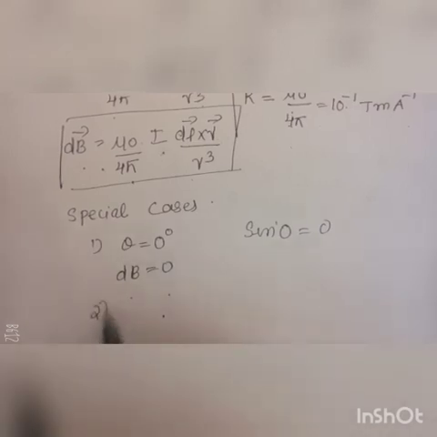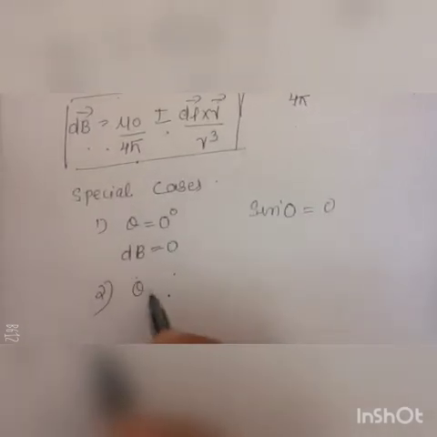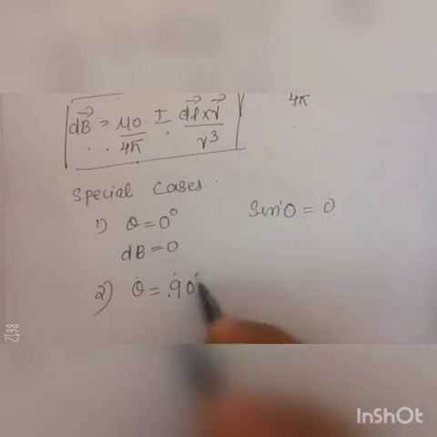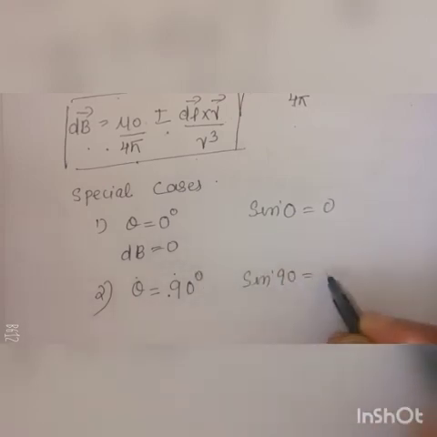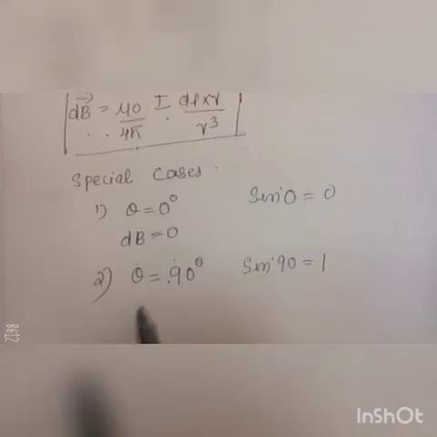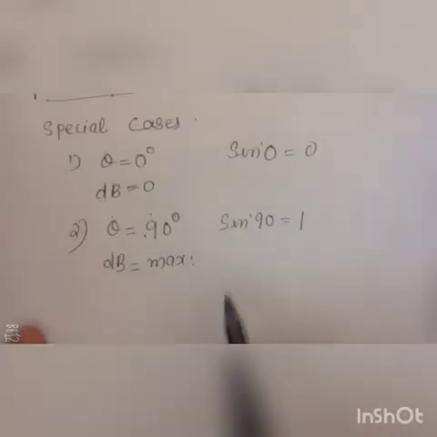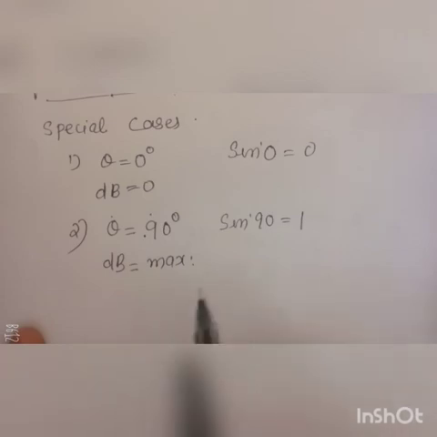What is the second case? We consider theta equal to 90 degrees. Sin 90 is equal to 1, so in that case dB has its maximum value. That is, the magnetic field due to a current element is maximum in a plane passing through the element and perpendicular to its axis.